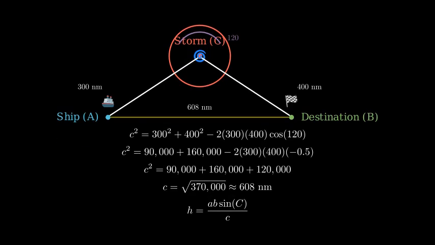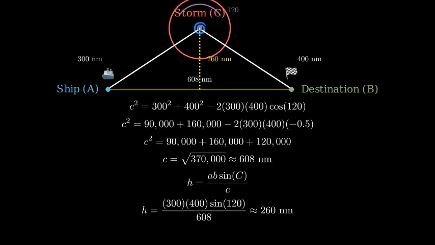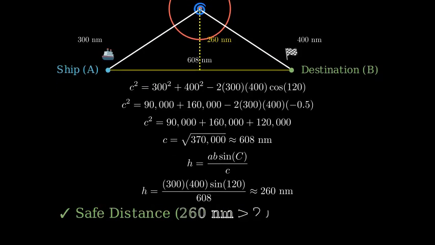We can find the height of the triangle, the shortest distance from the storm to the ship's path, using the formula. Height equals the product of adjacent sides times the sine of the included angle divided by the length of the opposite side. Plugging in our values, height equals 300 times 400 times sine of 120 degrees divided by 608. This gives us approximately 260 nautical miles, which is greater than our required safe distance of 200 nautical miles.